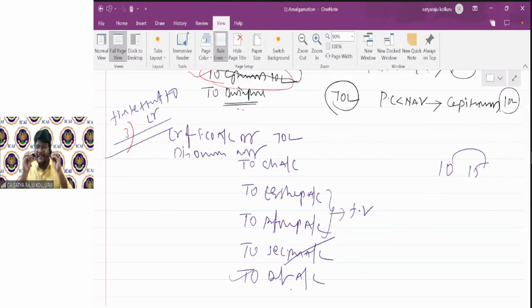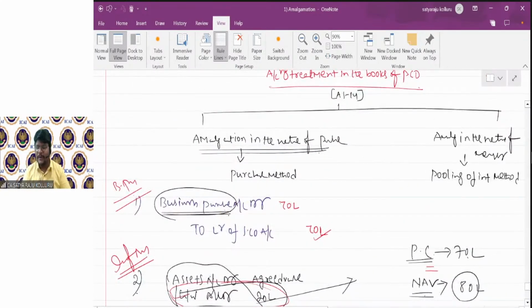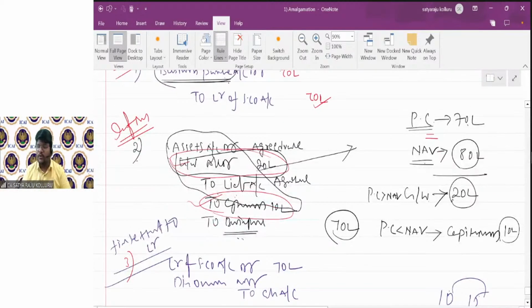So only these three main entries you need to pass in the books of the purchasing company to provide the proper accounting treatment for this amalgamation. The first and foremost entry is business purchase account debit to liquidator of selling company. Then assets at the agreed value you need to incorporate. Liabilities at the agreed value you need to incorporate, which is nothing but NAV.